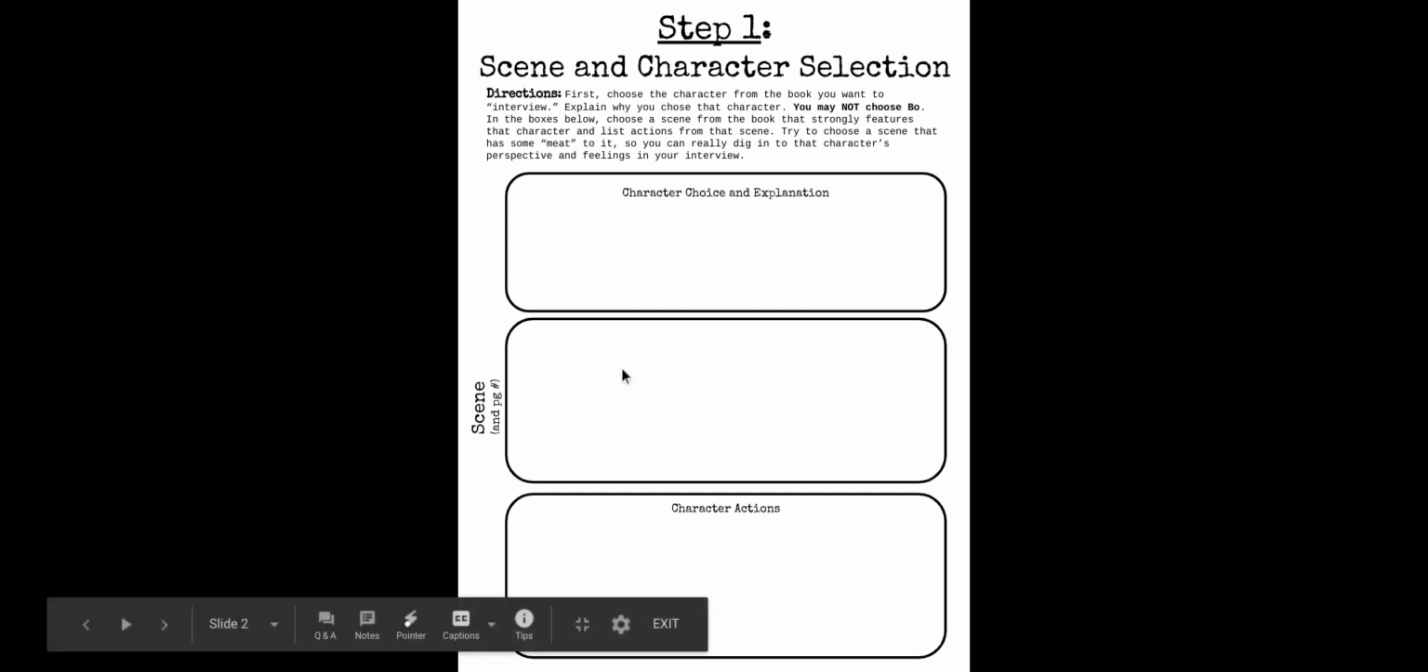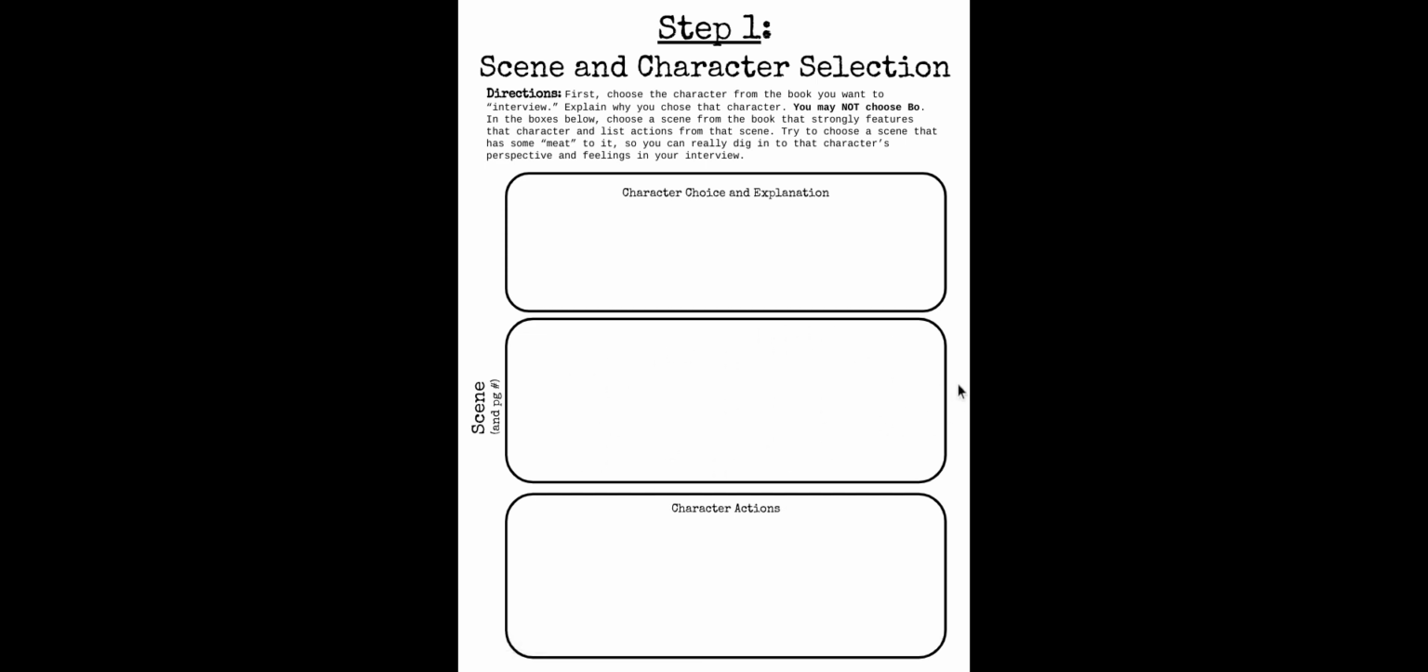Depending on the character that you choose, it can be anything, but you want to choose something that has something behind it. You don't want to choose the random dog character that shows up on one page. There's not enough to really analyze there. Once you choose the scene that you want to focus on, I want you to briefly describe the scene here in this middle box and give the page number or page numbers where that scene takes place.